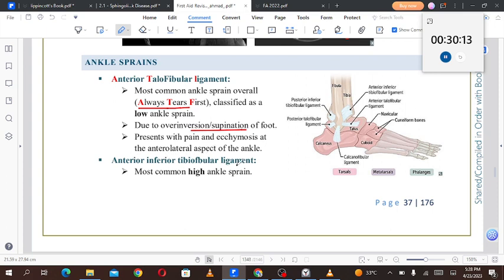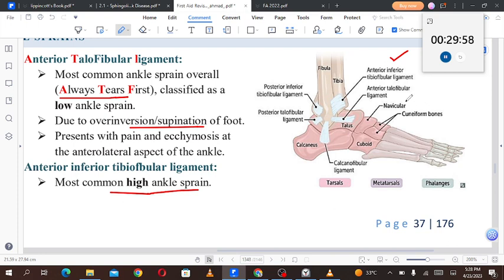Anterior inferior tibiofibular ligament: most common high ankle sprain. This one is the anterior inferior tibiofibular ligament. Let me zoom it in. So this is the anterior talofibular ligament. This one, this anterior talofibular ligament is always going to tear first. Most common ankle sprain overall, classified as low ankle sprain.